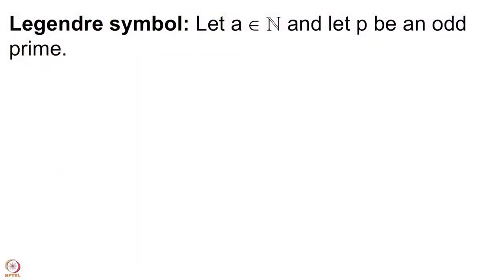So this was studied quite some time back, two centuries back, by the mathematician Legendre, who has done a lot of other work including work in differential equations. There is one particular quantity that Legendre defined, that is called the Legendre symbol. So we will see the definition of this Legendre symbol. We take an element a in the natural numbers, where N is the set of natural numbers, and let p be any odd prime.